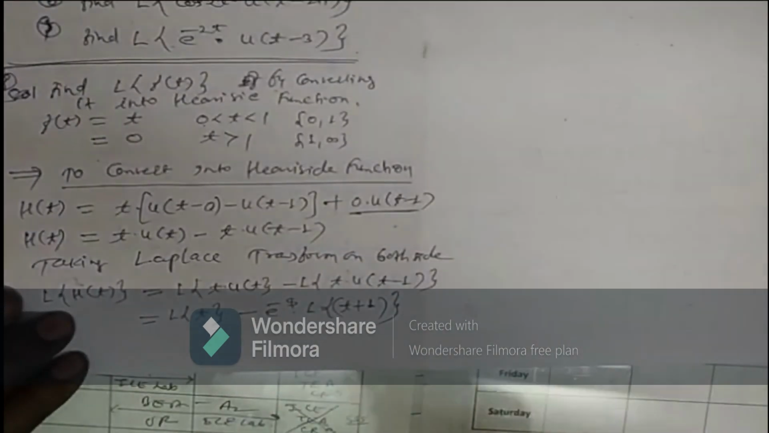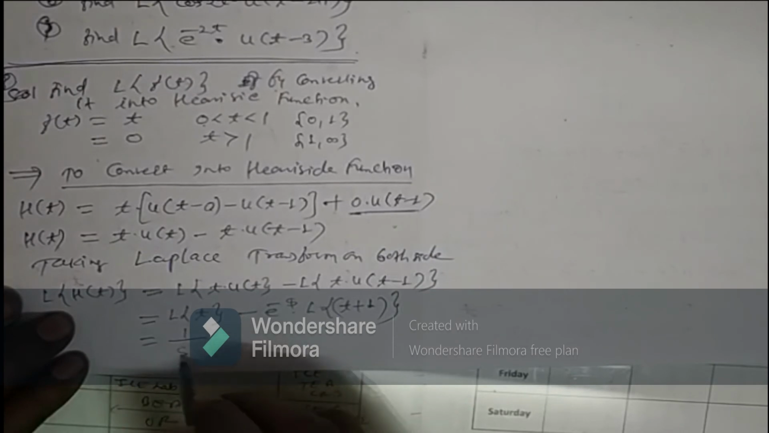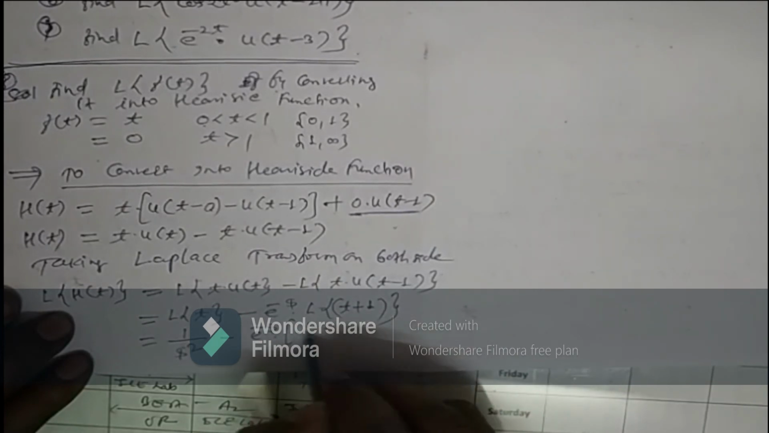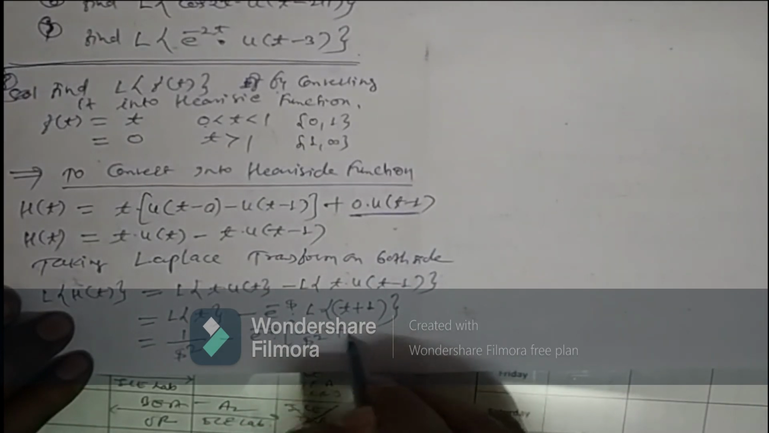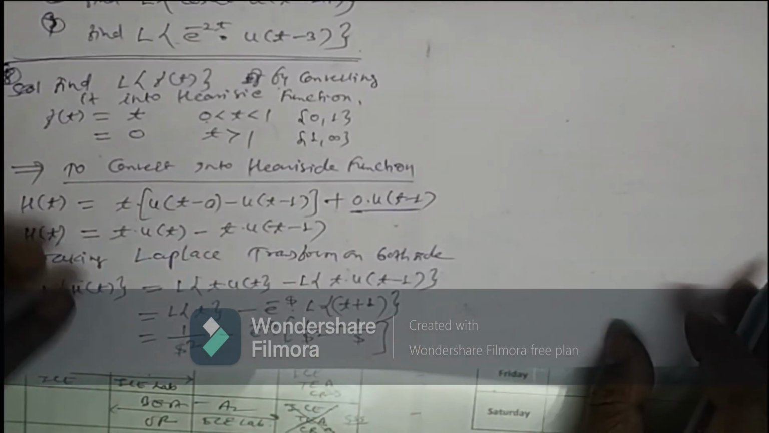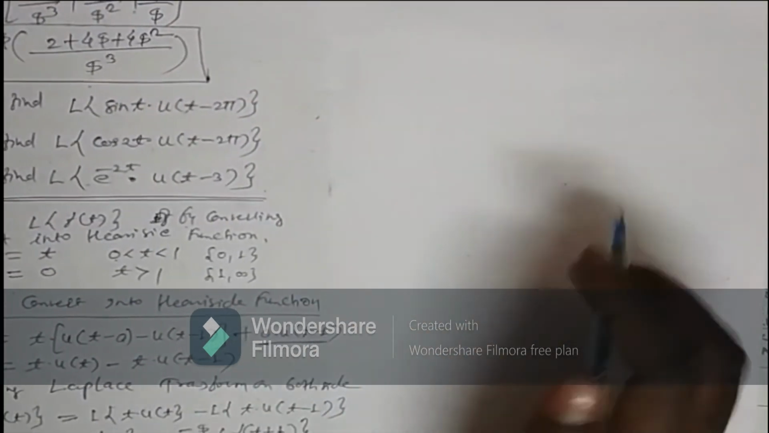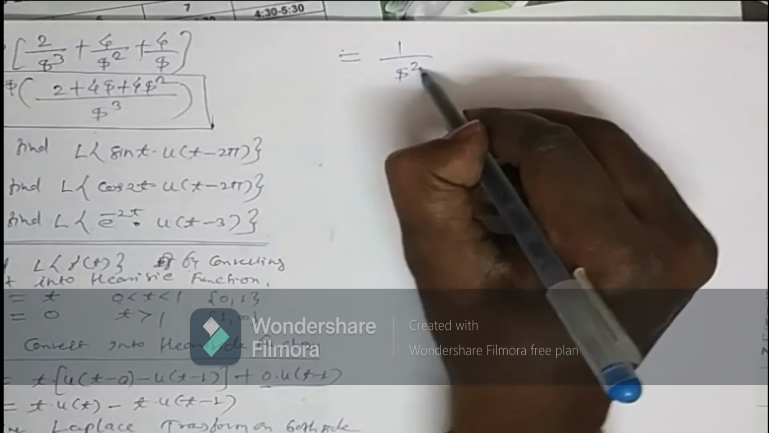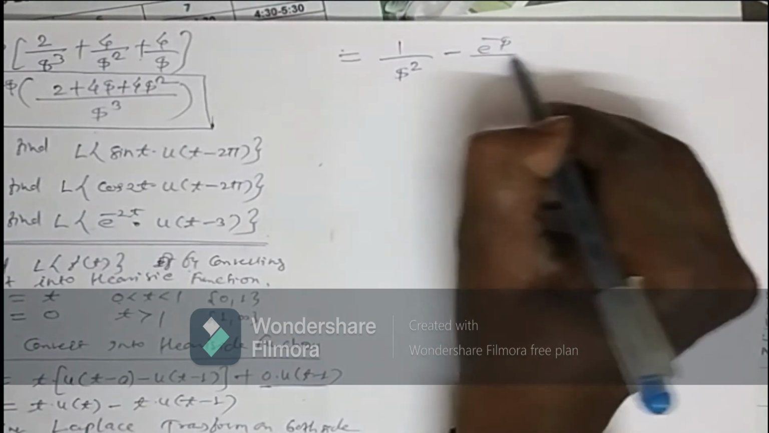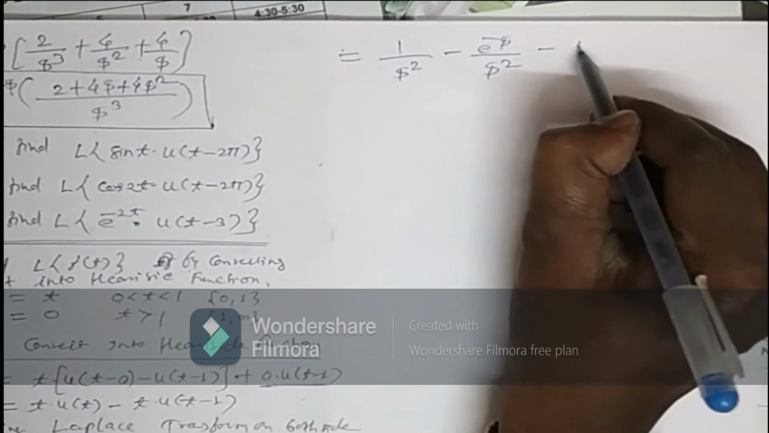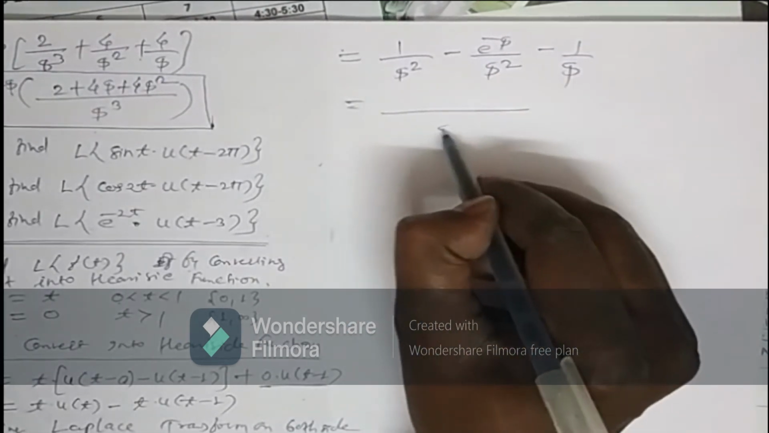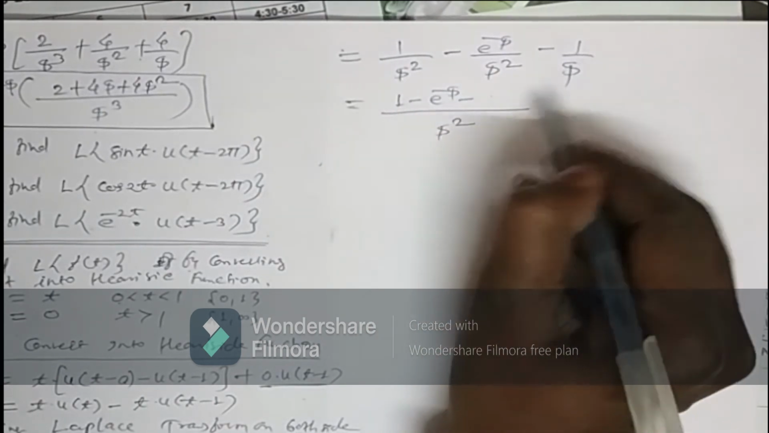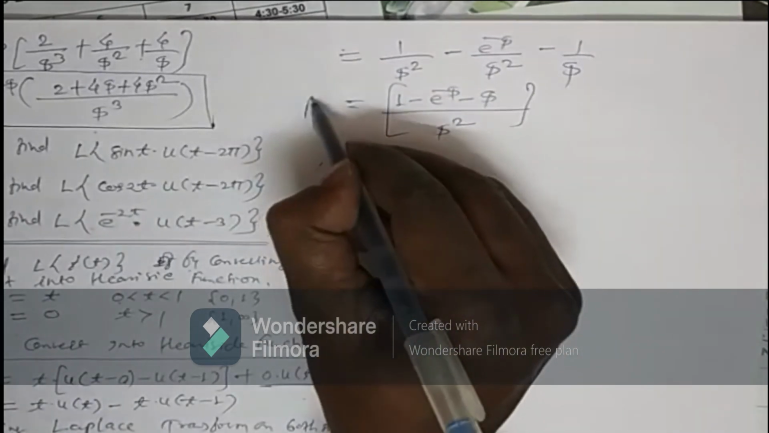So here what is Laplace transform of t? 1 upon s square, minus e raised to minus s into Laplace transform of t is 1 by s square plus Laplace transform of 1 is 1 by s, isn't it? So if you simplify this further, that is your final answer: 1 upon s square minus e raised to minus s upon s square minus e raised to minus s upon s, or this can be written as (1 minus e raised to minus s minus s e raised to minus s) upon s square. This is your f of s.